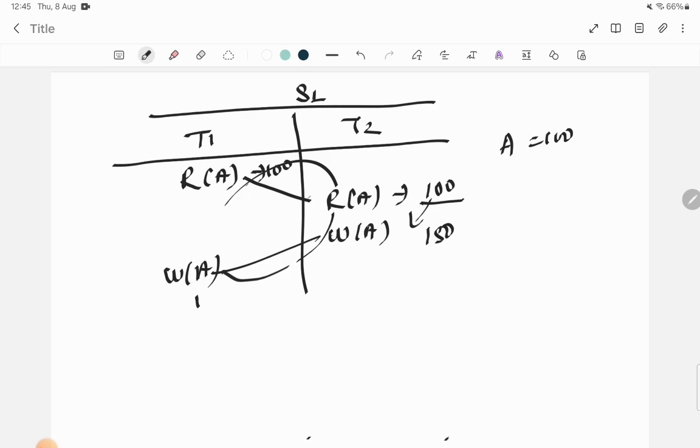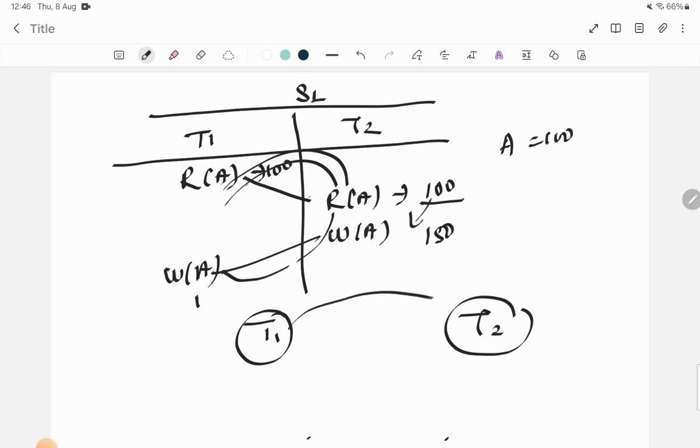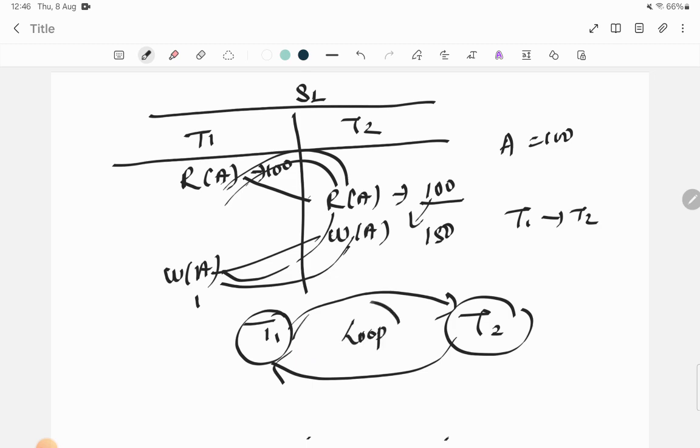So if you draw the state diagram of this, what is happening? Suppose we have transaction T1 and transaction T2. From T1 it is going to T2, so it will be like this. Again from T2 it is coming to T1, it will be like this. So can you see the difference? In serial it was like this. In parallel it is forming a loop. Whenever we get a loop in a schedule, it means that it is a parallel schedule or a non-serial schedule. So in this way you can find a serial schedule or a non-serial schedule.